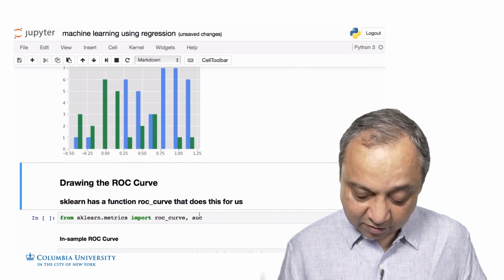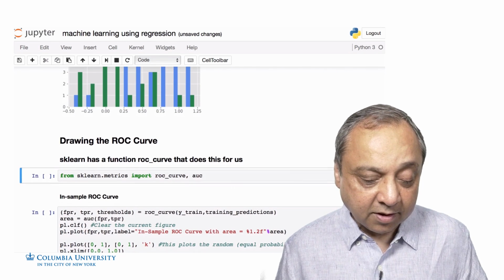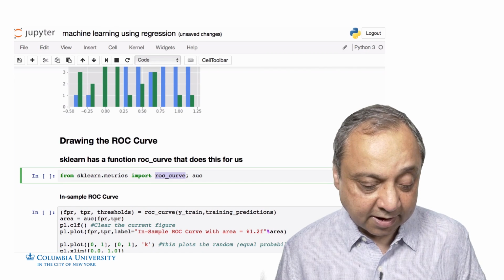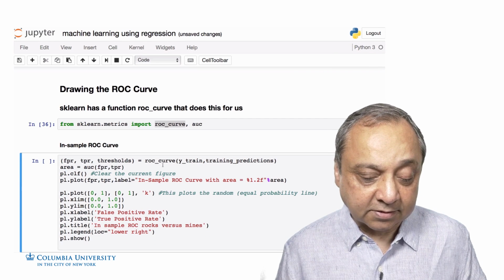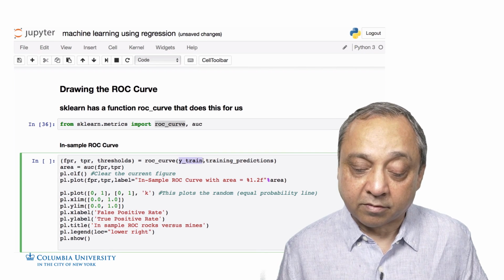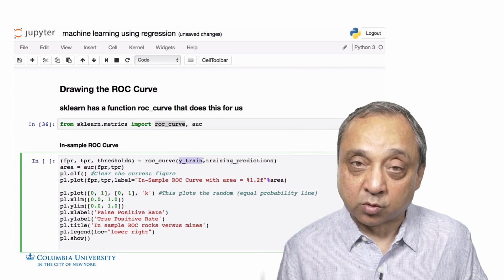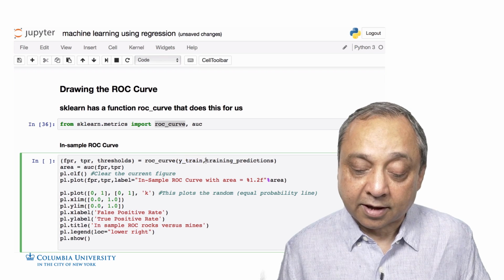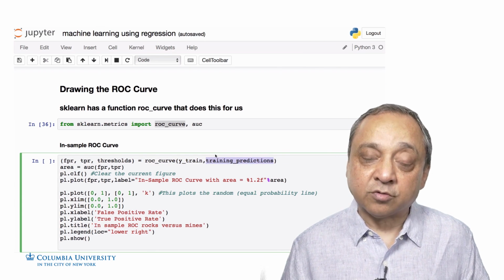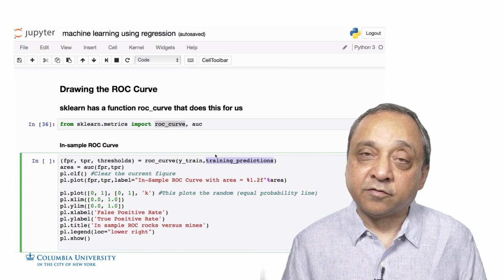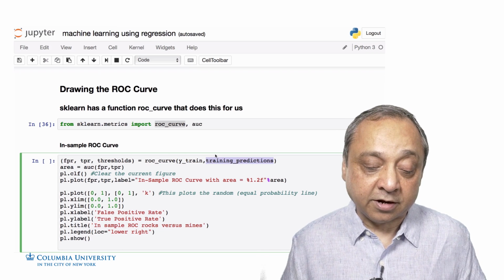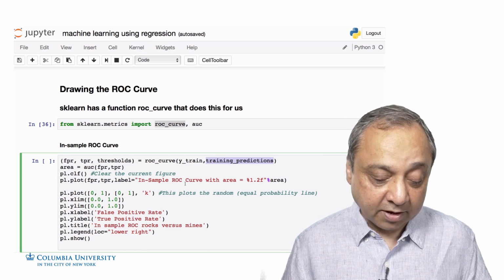So that's one way of looking at it, but we can also look at it with an ROC curve, and sklearn has its own ROC curve function, so we'll use that. Given the actual y, the zeros and ones that were actually in the training sample, and given our predictions, which remember are continuous values, the ROC curve is going to run through the predictions at different thresholds and decide whether they're zeros or ones, and compute the false positive rate and the true positive rate. And then we can plot that in a curve.